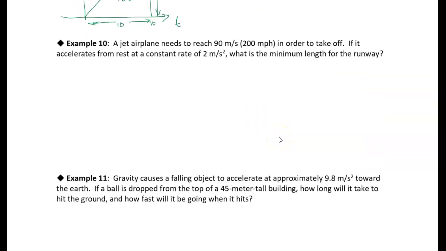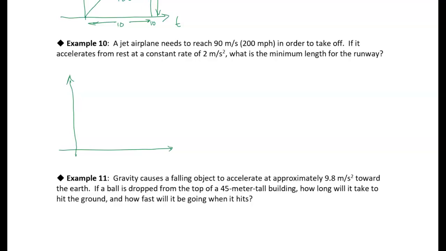All right, here's another interesting example. Whoops, what happened there? All right, again. Now here we've got a jet airplane speeding down the runway, and it needs to get up to 90 meters per second in order to take off.